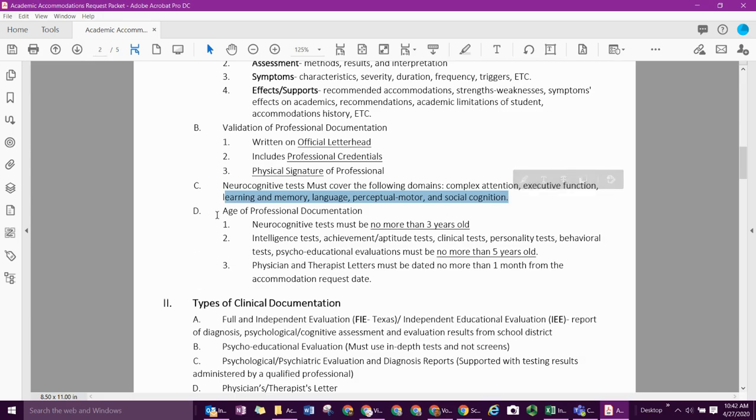The next category is the age of professional documentation. Neurocognitive tests must be no more than 3 years old. Intelligence tests, achievement aptitude tests, clinical tests, personality tests, behavioral tests, and psychoeducational evaluations must be no more than 5 years old. Physician and therapist letters must be dated no more than 1 month from the accommodation request date.